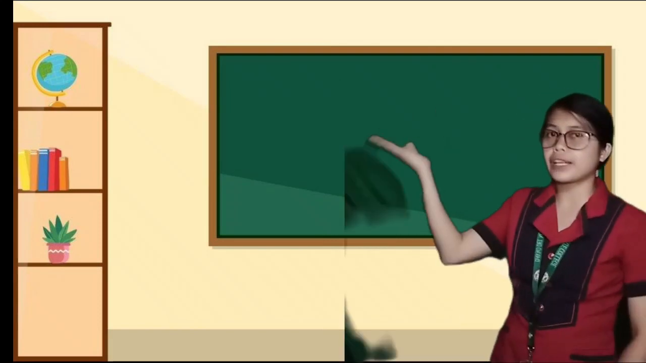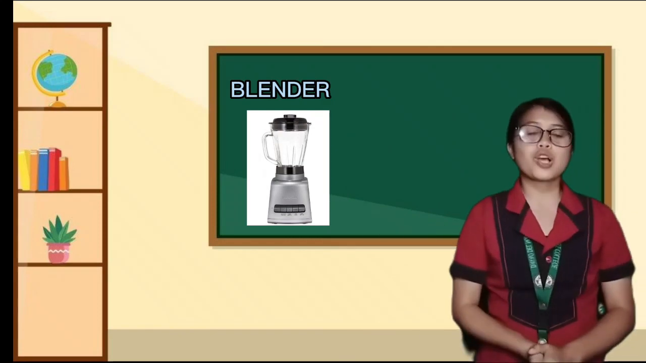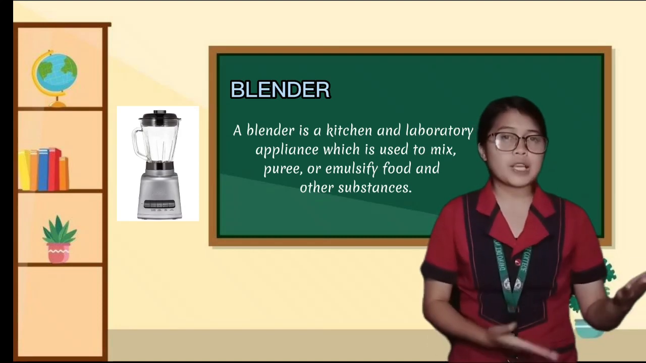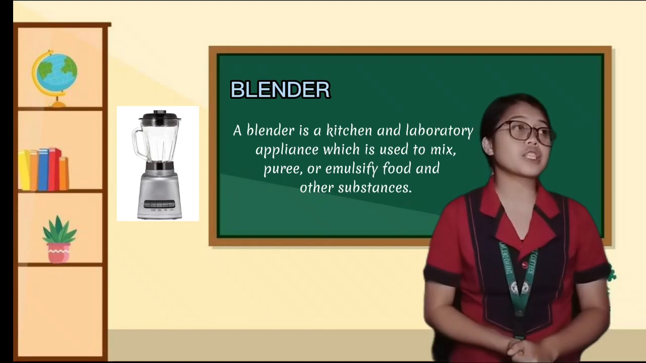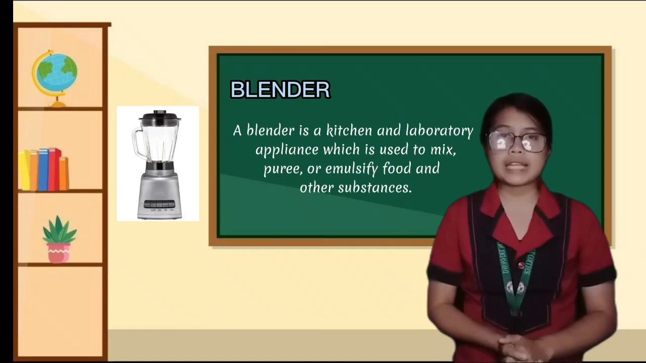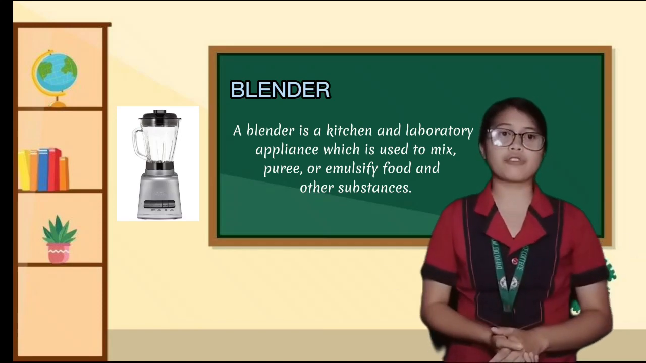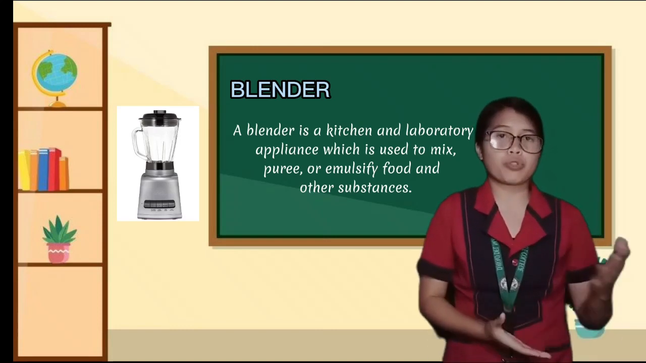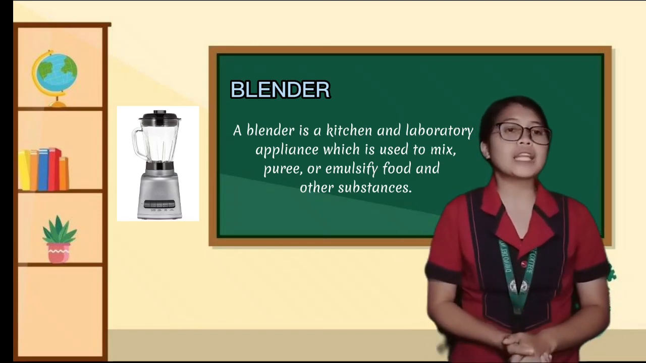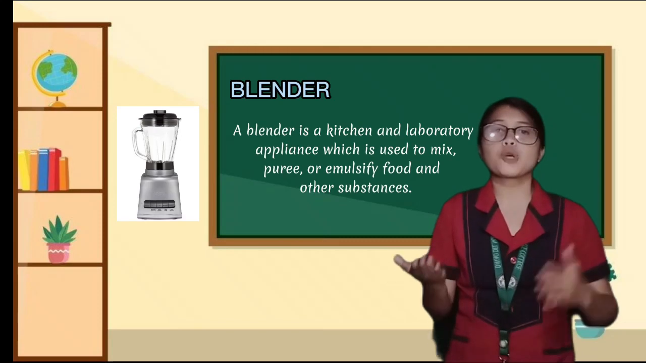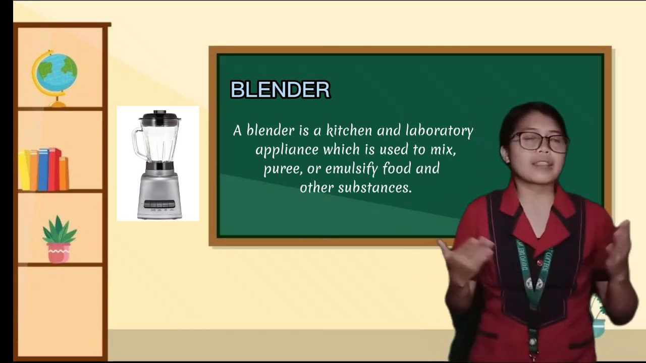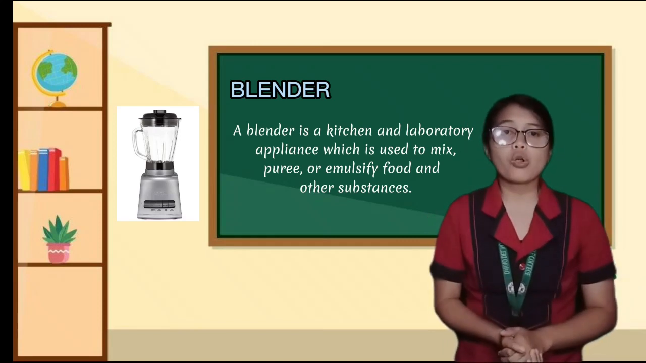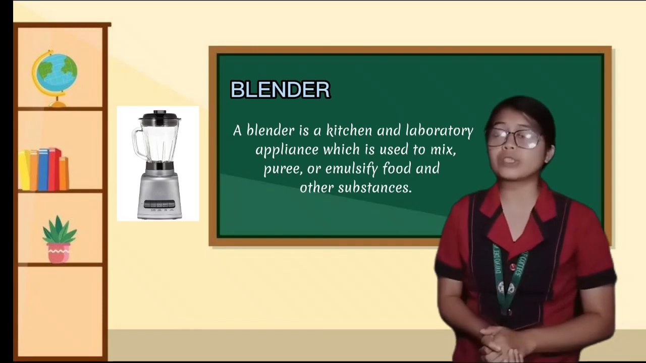Next, we have a blender. What is a blender? A blender is a kitchen and laboratory appliance which is used to mix, puree, or emulsify food and other substances. Caregivers often need to ensure that the individuals they care for have a balanced and nutritious diet. A blender can be used to prepare smoothies, shakes, or purees that incorporate fruits, vegetables, proteins, and other ingredients. This can be especially helpful for individuals with swallowing difficulties or those who require a soft or liquid diet.